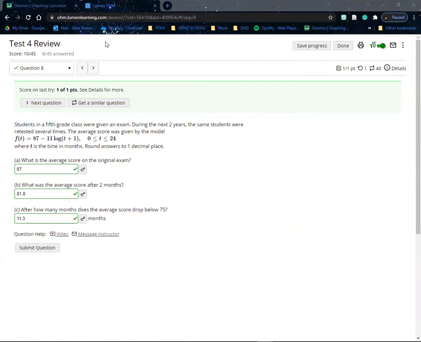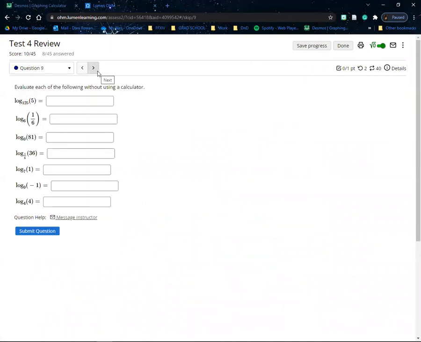Clear everything first. These are a bunch of logs. It's good to know how to evaluate them without a calculator. Again, this is using our golden ticket, okay? So I'm gonna write that golden ticket up here and I'm gonna write it in orange.